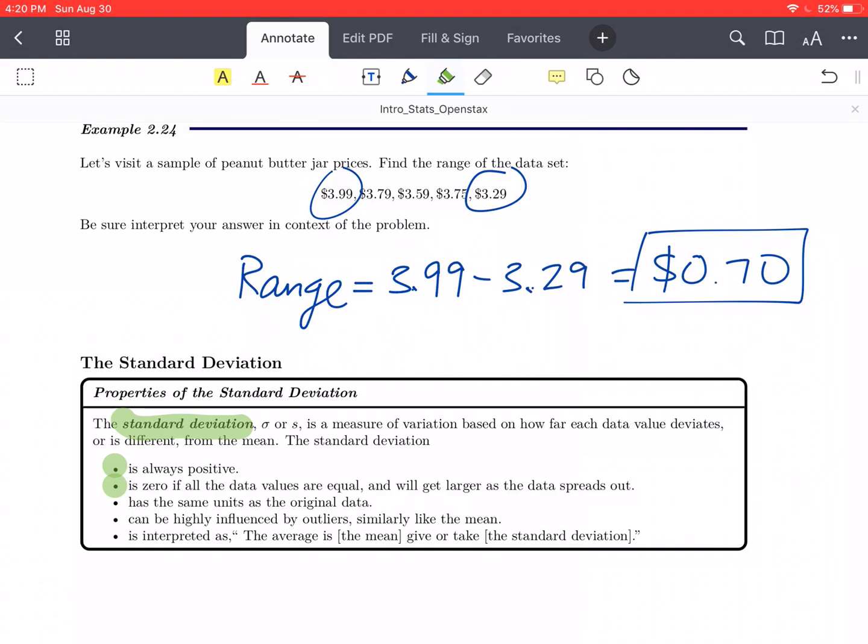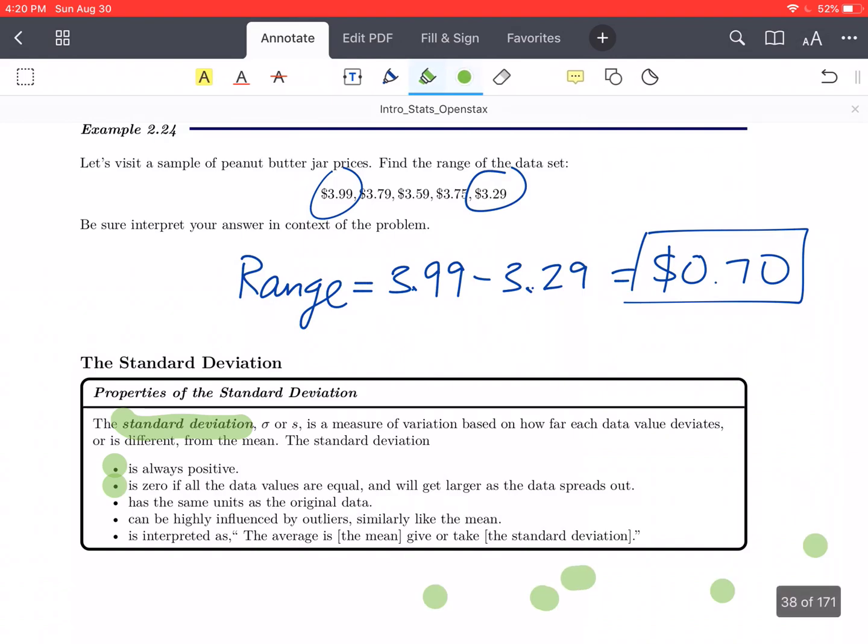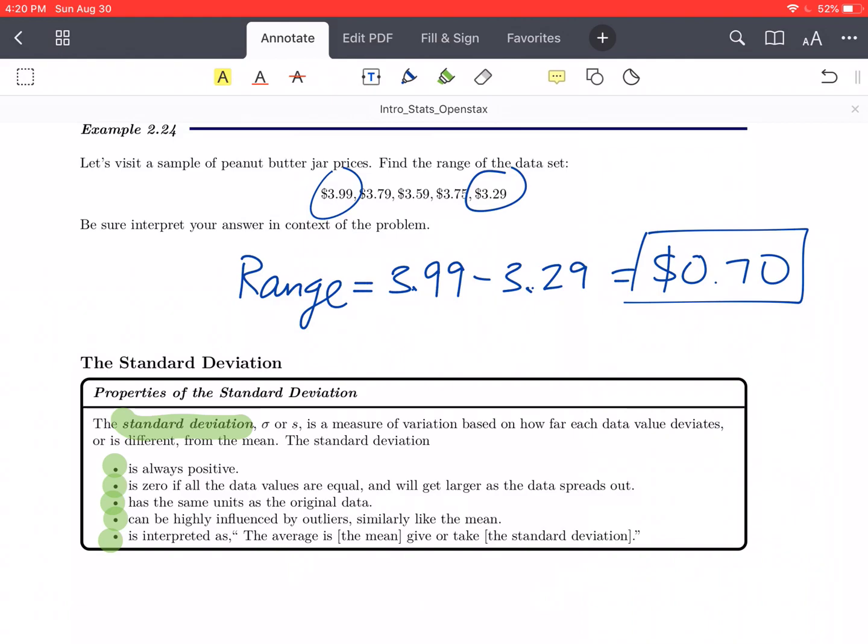If the data gets more spread out over a much wider distance, the standard deviation is going to be much larger, because there's higher deviation. It has the same units as the original data. It can be highly influenced by outliers, like the mean, so it is not resistant. And it is interpreted as the average is the mean, give or take the standard deviation. So we generally use this when we're talking about something like margin for error. This isn't exactly how we get margin for error, but that same idea of this is the middle, give or take a little bit on either side.